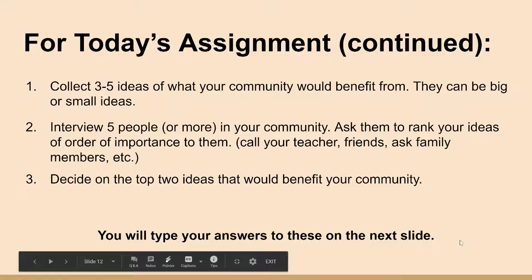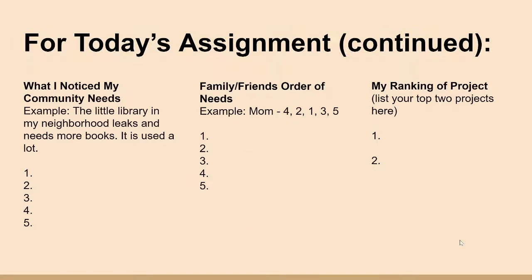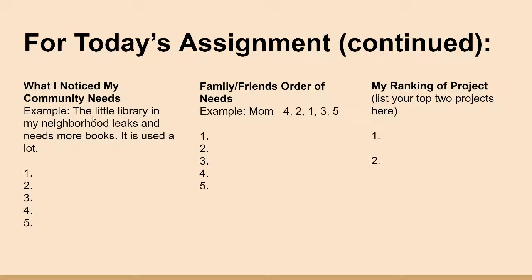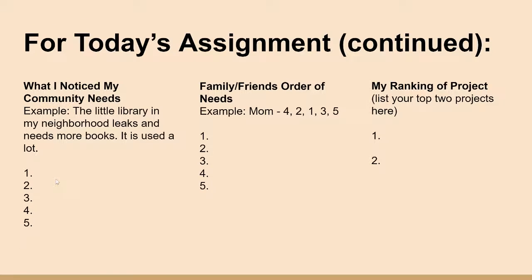So we went over it in the AMI packet, and I said you'd see that chart again, and here it is. So over here on the far left, you're going to take note of what you notice your community needs. So maybe you have one of those little free libraries in your neighborhood, and it leaks and it needs more books. It's used a lot. That's an example. Make note of 3 to 5 things here that you notice your community needs.